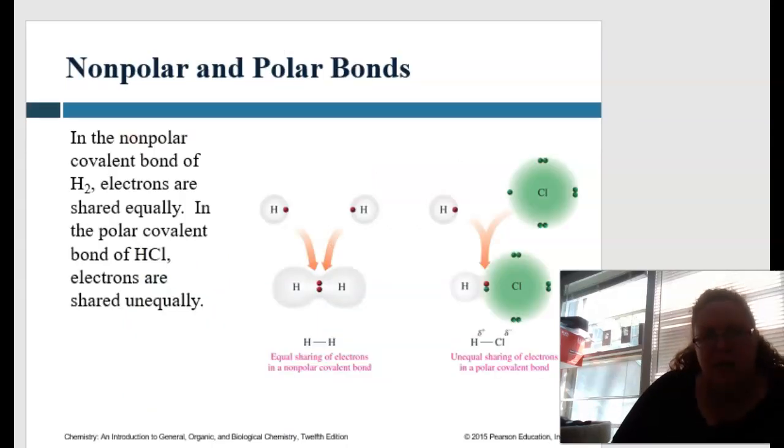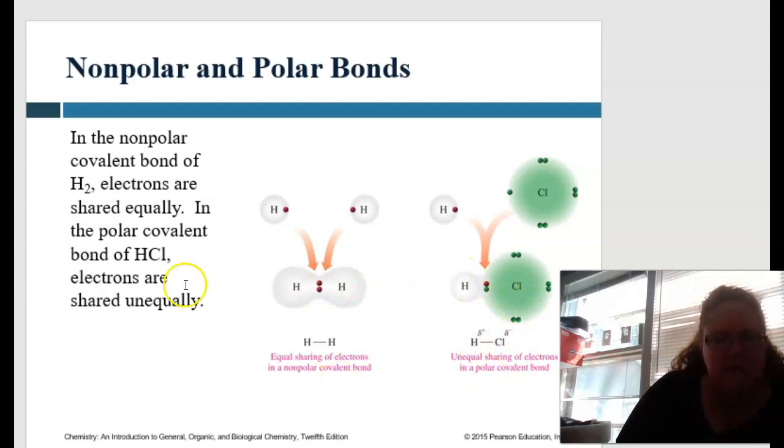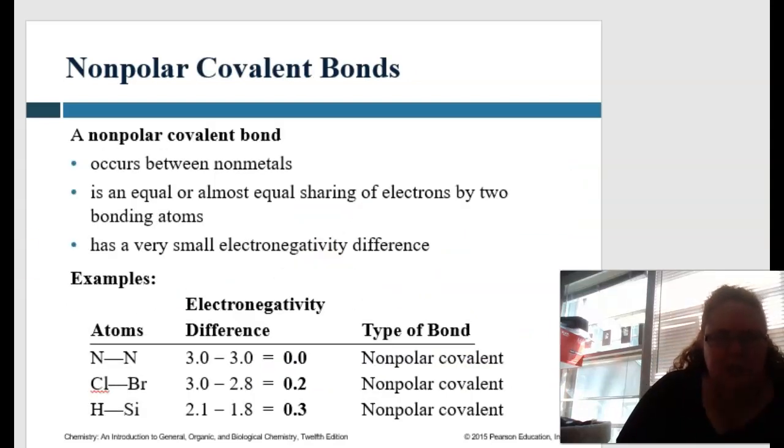So nonpolar and polar bonds. In the nonpolar covalent bond of hydrogen, the electrons are shared equally, whereas in the polar covalent bond of hydrogen chloride, the electrons are shared unequally. So you can see equal sharing versus unequal sharing, and this makes a big deal.